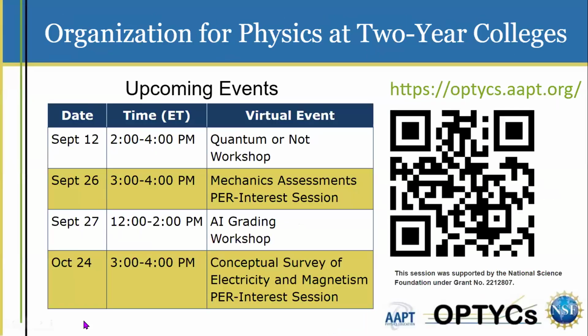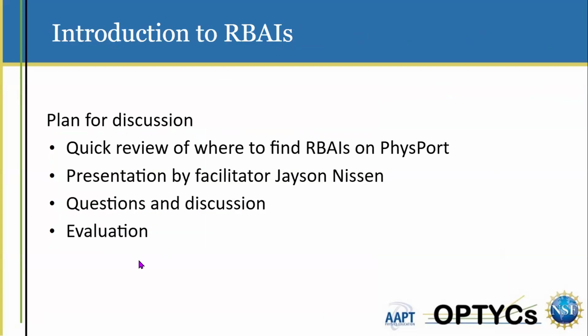Chris, next slide. So our schedule for upcoming events in optics: on September 12th, there's a quantum workshop. On the 26th will be our second session in this series, on mechanics assessments. On September 27th, there'll be an AI grading workshop. And on the 24th of October, our third session on the RBAIs, on the survey of electricity and magnetism. So that's the plan coming up.